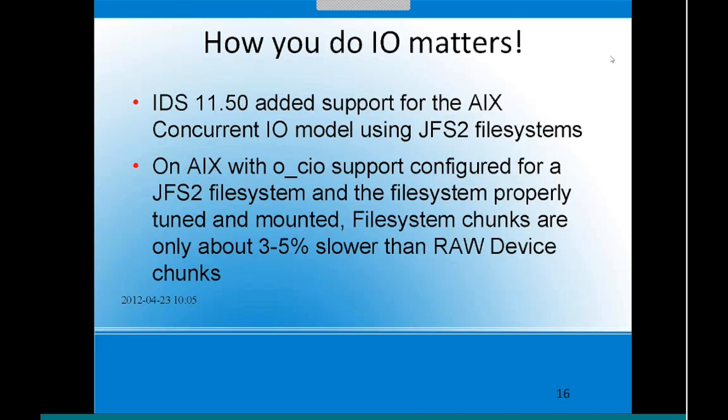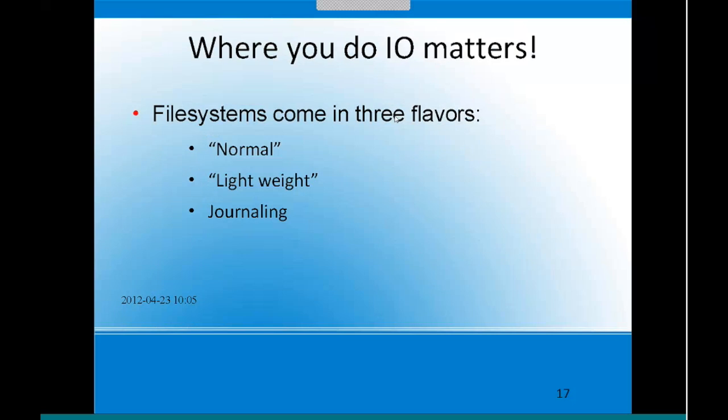And if you're running on AIX, in 11.50 IBM added support for Concurrent IO, which is needed to make JFS2 file systems perform well. Without the O_CIO or Concurrent IO support, JFS file systems are still about 15% slower than raw. With it, it improves to about 3 or 5%, somewhere in there. There are many different flavors of file systems: normal file systems that are called lightweight, and journaling file systems, which are all the rage.